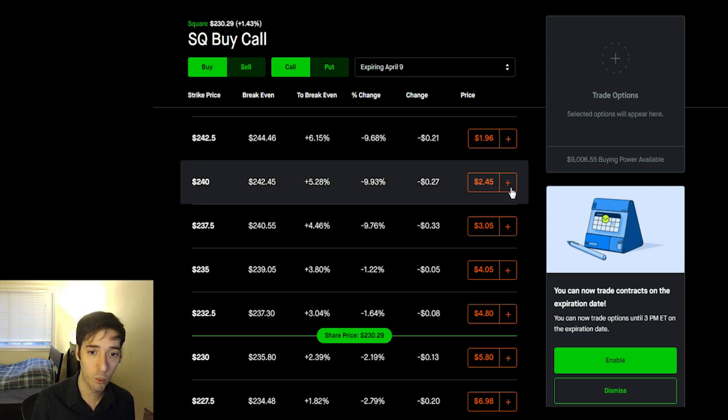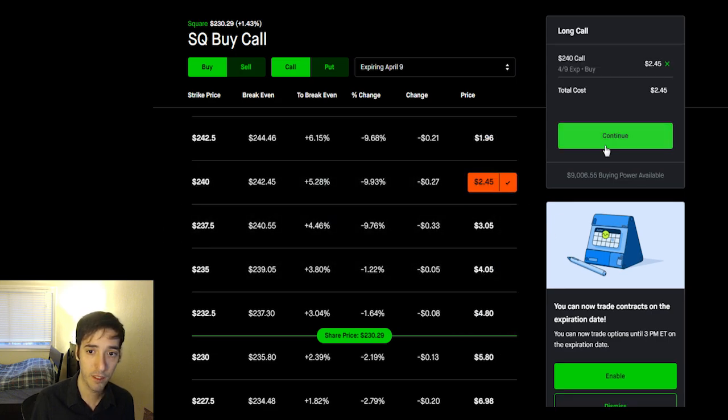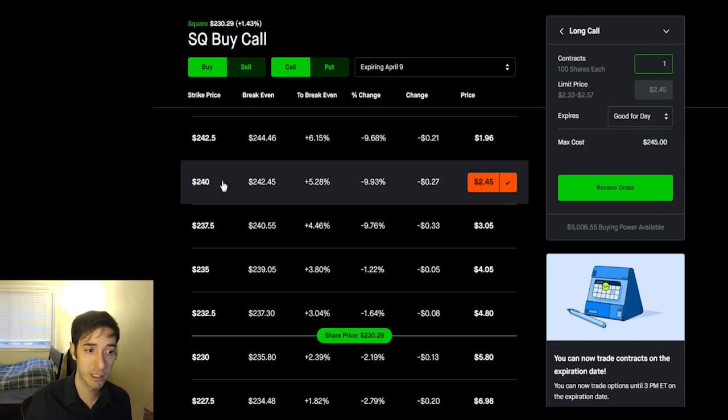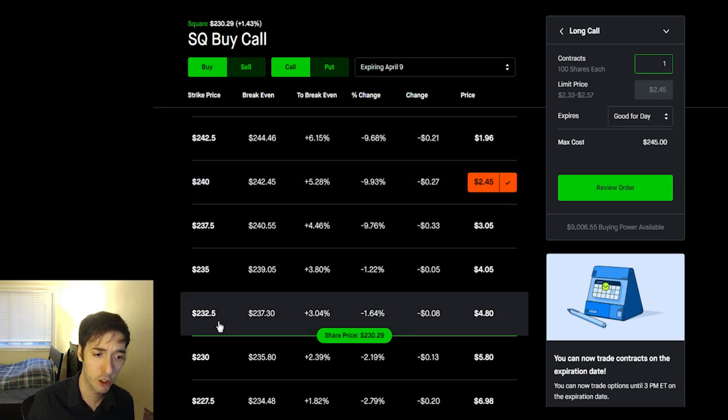So if you notice, 240 would cost me $250, right? If I'm taking a strike price of 240. But if I take a strike price of 232, it's going to cost me almost double, right? 480. Why would this be true? Why would this be true? We're not changing the expiration date. We're only changing the strike price.